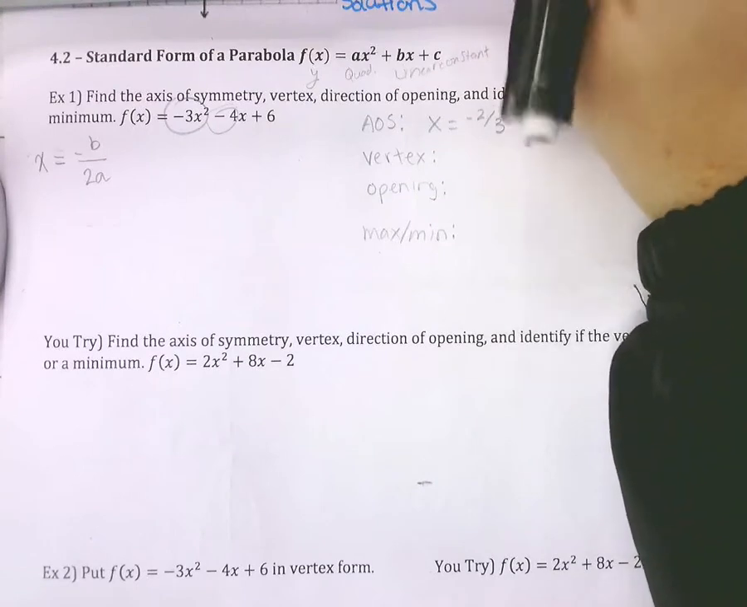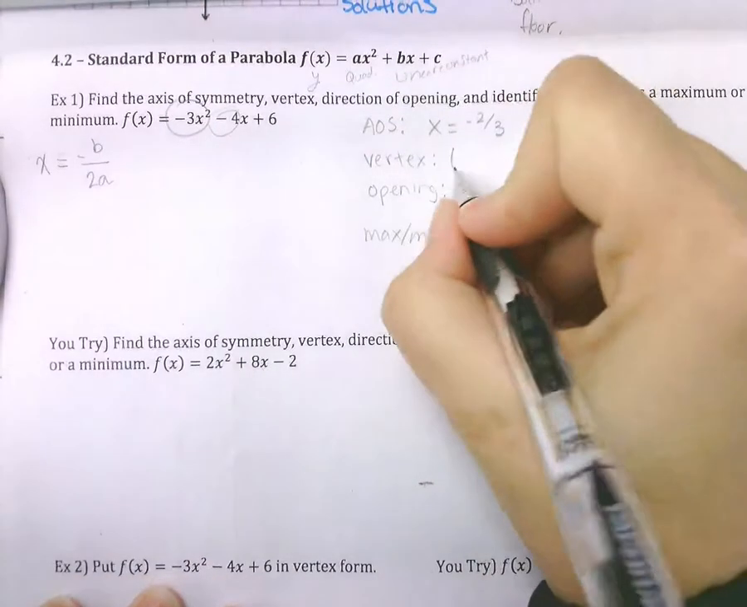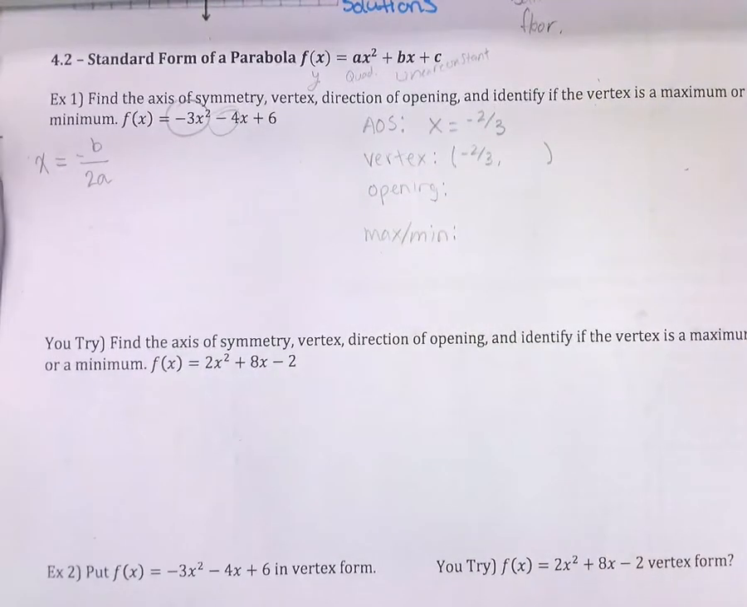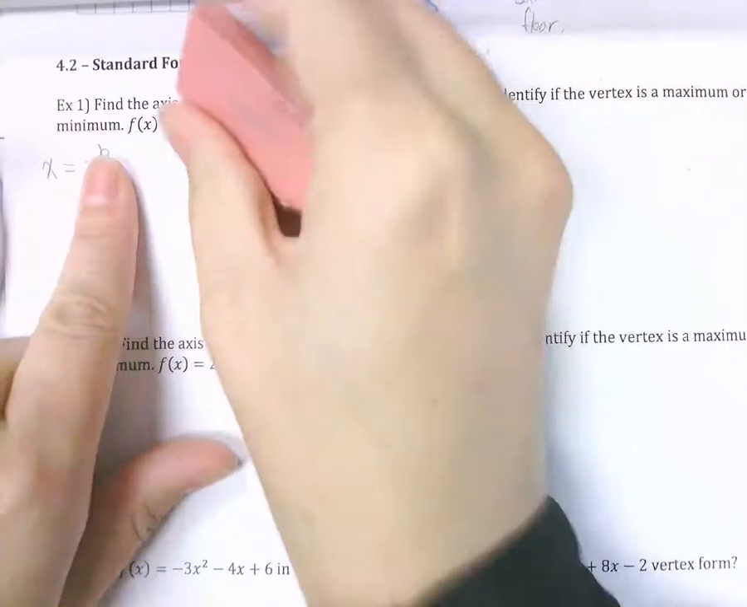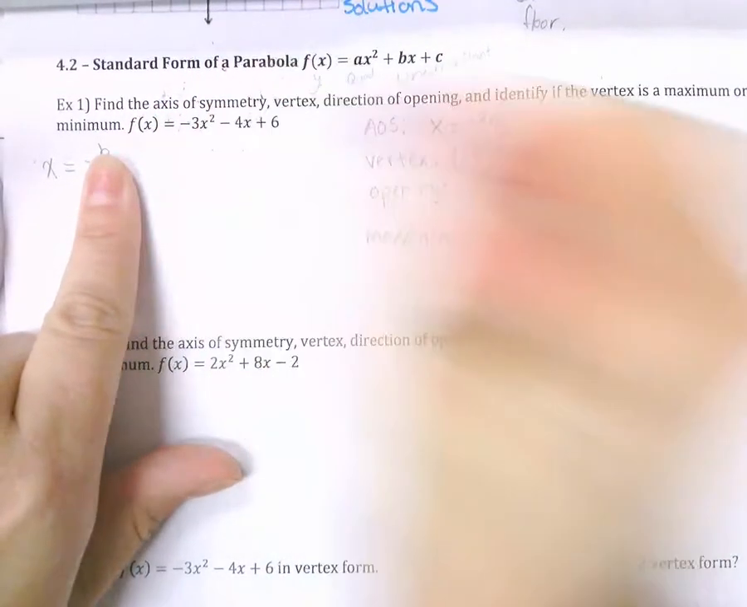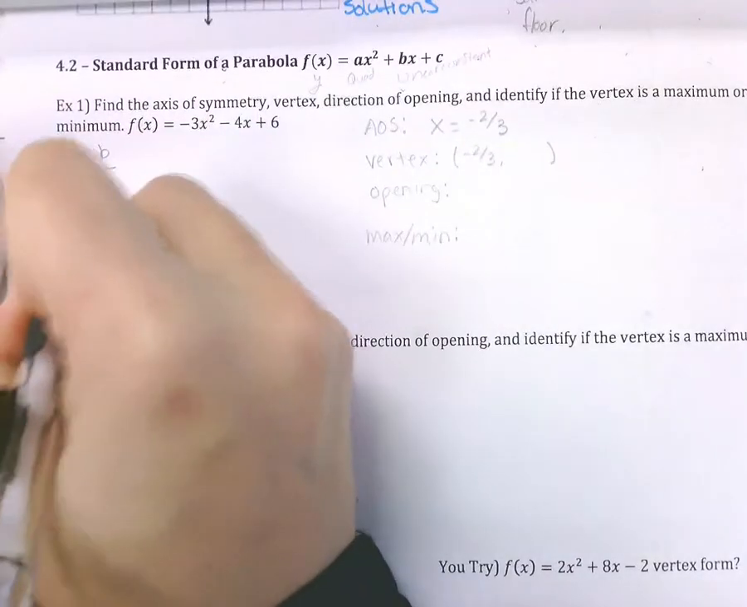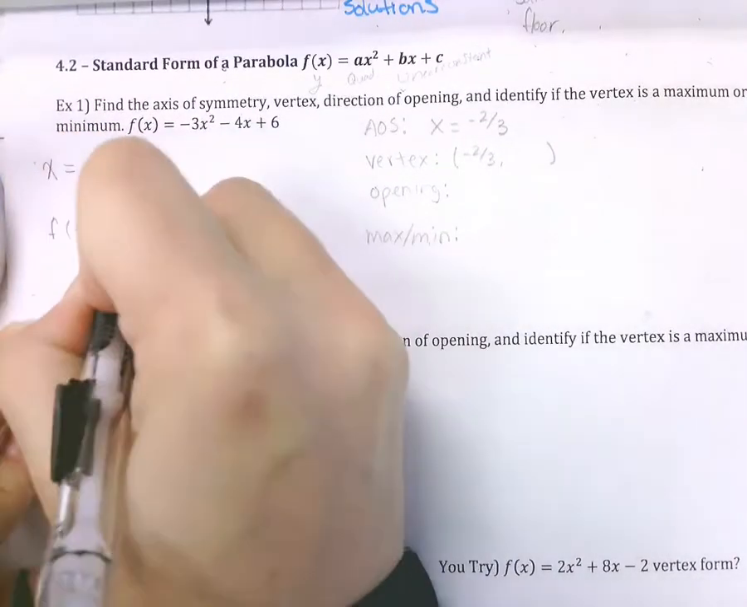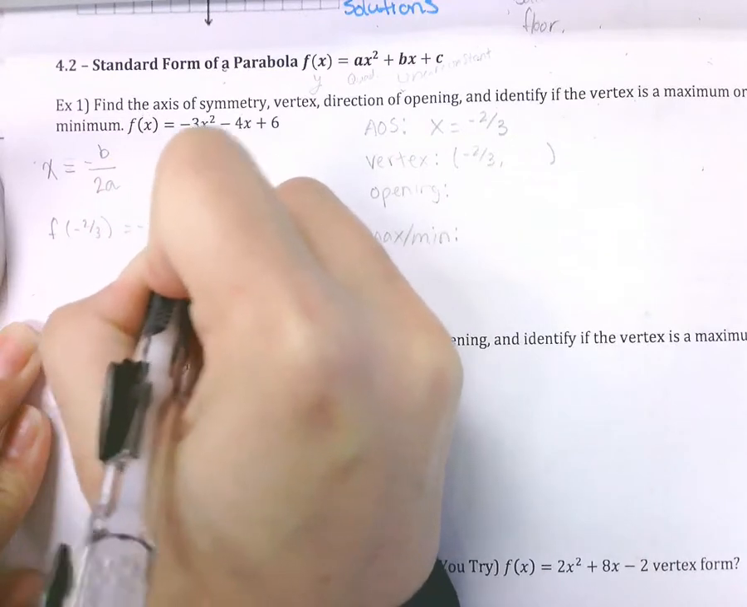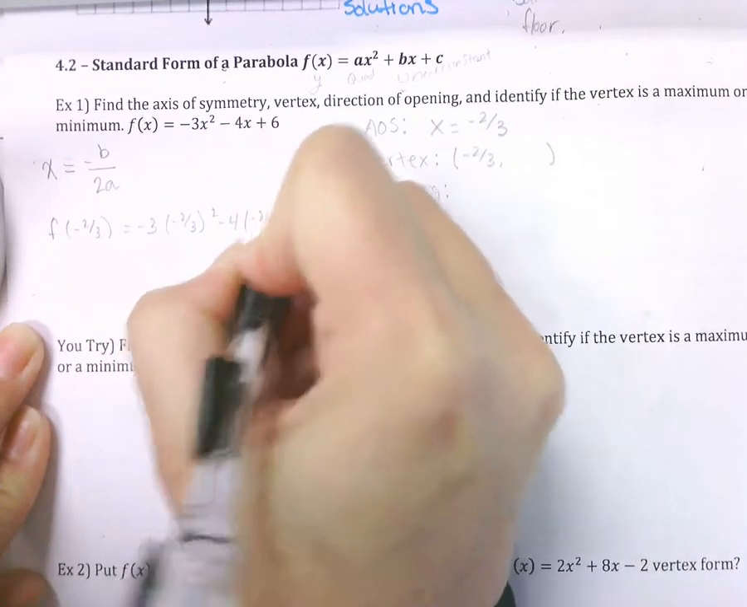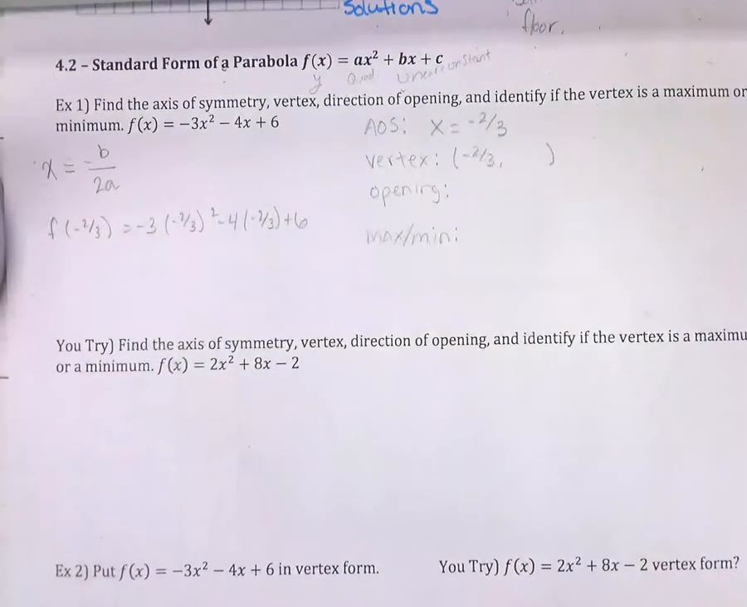To find the y-coordinate of your vertex, because we already have the x-coordinate, it's negative 2/3. To find the y-coordinate, you're going to take your negative 2/3 and plug it back in to the original function. So you're finding f of negative 2/3. This is going to find the y value of your parabola.